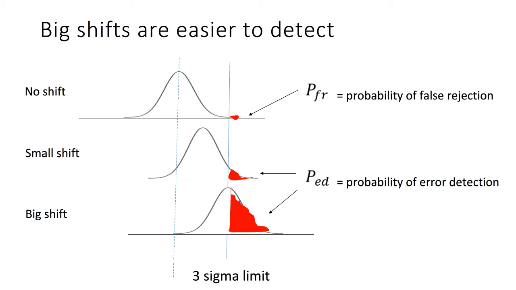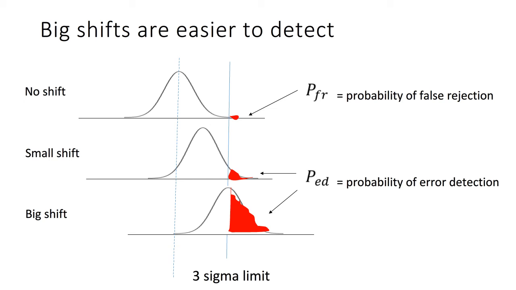It's in control. The distributions in the middle and bottom panels are out of control and have shifted. The middle panel has a small shift, and the bottom panel has a large shift. The blue line represents the 3 sigma limit. Any result exceeding the 3 sigma limit would trigger our signal.